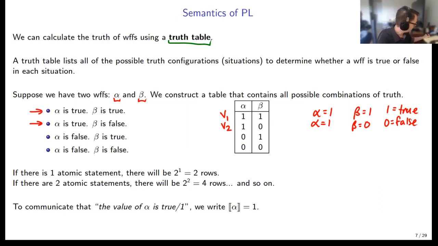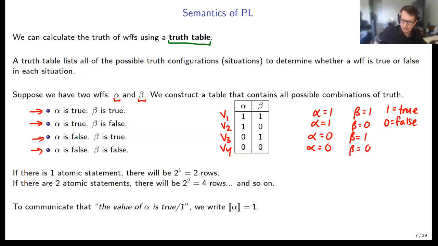What if alpha is false and beta is true? So this might be situation 3. So in this case, alpha is false, beta is true. So alpha is 0, beta is 1. And then in situation 4, what happens when both of them are false? So alpha is 0 and beta is 0.